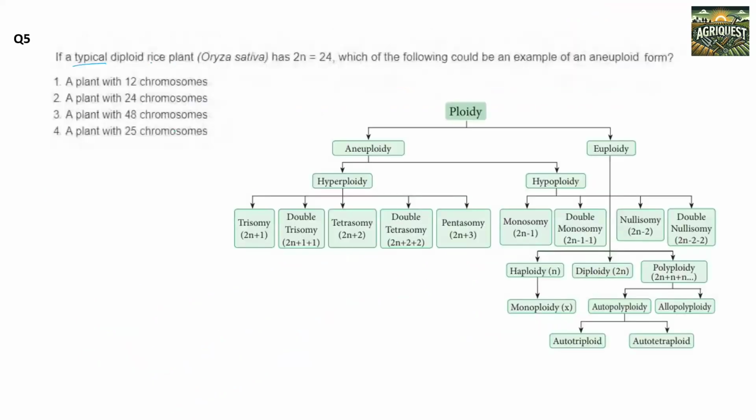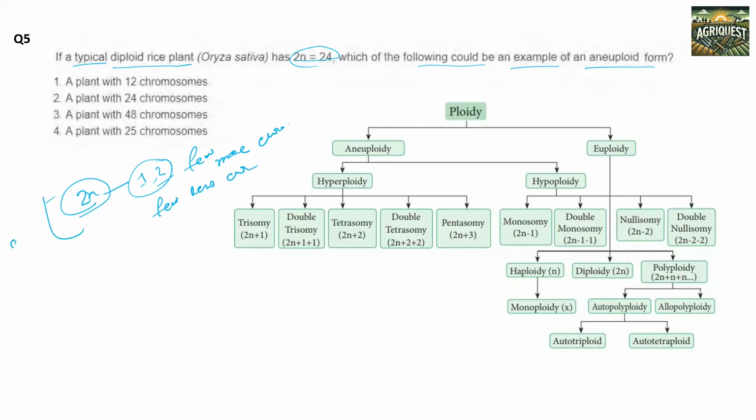In a typical diploid rice plant, 2n is equal to 24. Which of the following could be an example of an aneuploid form? You all know that if 2n is the diploid parent, the plant that contains one or two or a few more chromosomes, or a few fewer chromosomes, is called aneuploid.